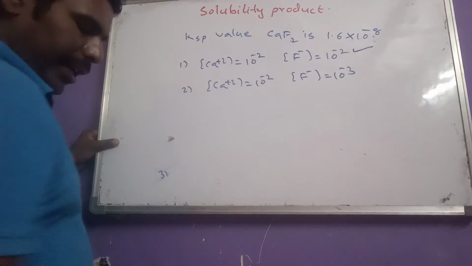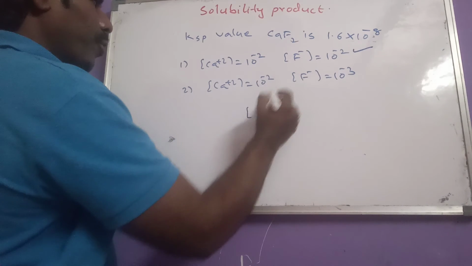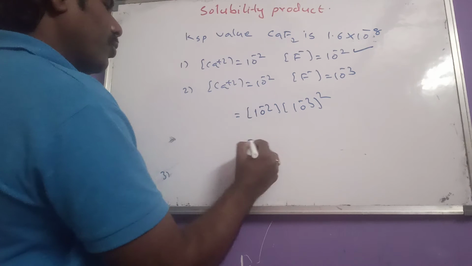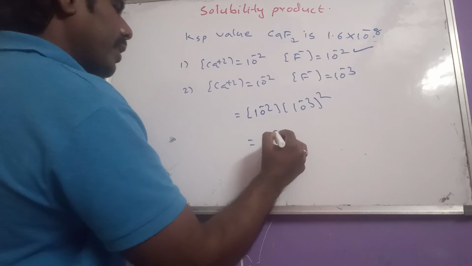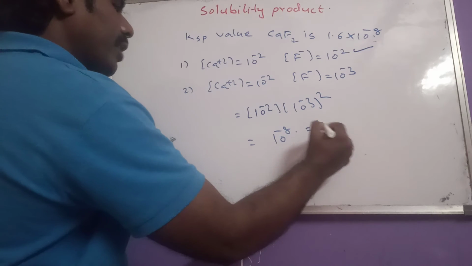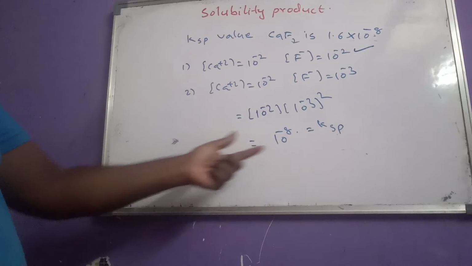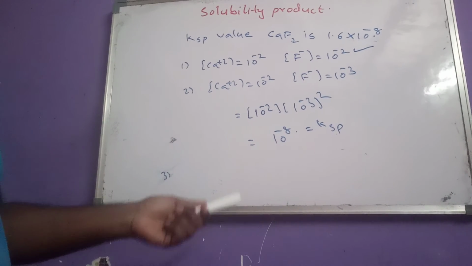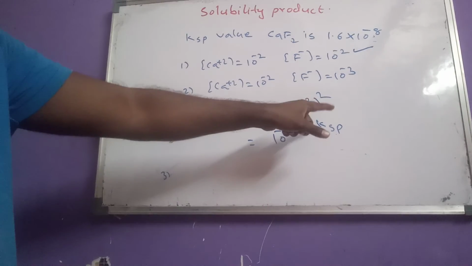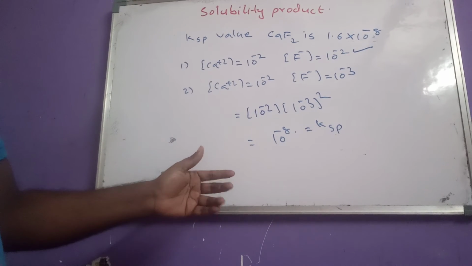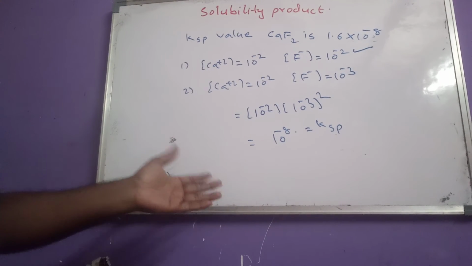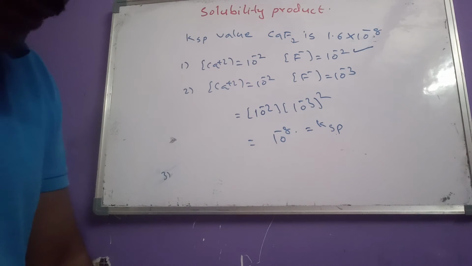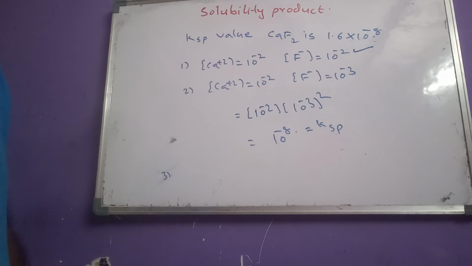Okay, now come to the second option here. Calculate the product 10 power minus 2 into 10 power minus 3 whole power 2, means we get how much here? 10 power minus 8. This is equal to KSP value, means just a saturated solution is formed, not precipitation beginning at this time. If the product of cation and anion slightly exceeds that KSP value, then immediately we can see the formation of which one? Precipitation. That precipitation will begin.